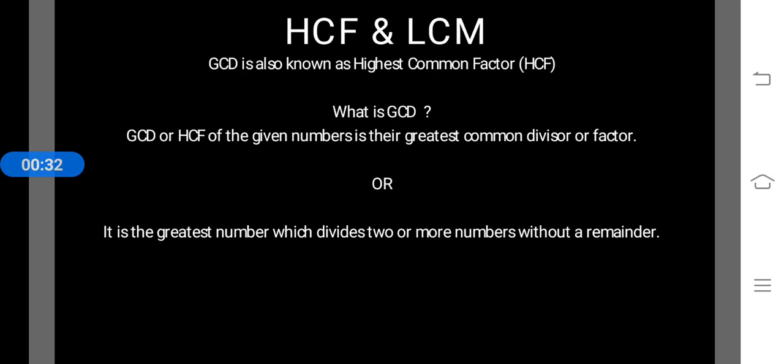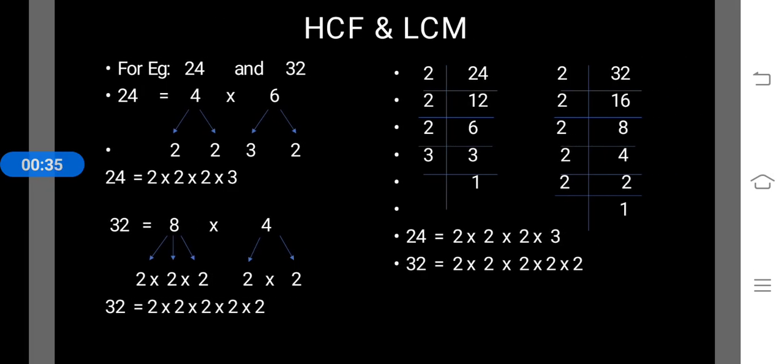For example, 24 and 32. We can write 24 as 4 into 6. Both 4 and 6 are composite numbers. Therefore, they can be further divided. 4 can be written as 2 into 2 and 6 is written as 2 into 3. So, 24 can be written as 2 into 2 into 2 into 3.